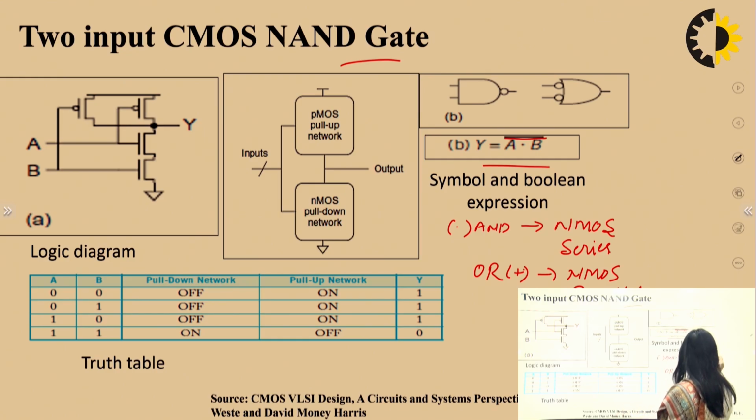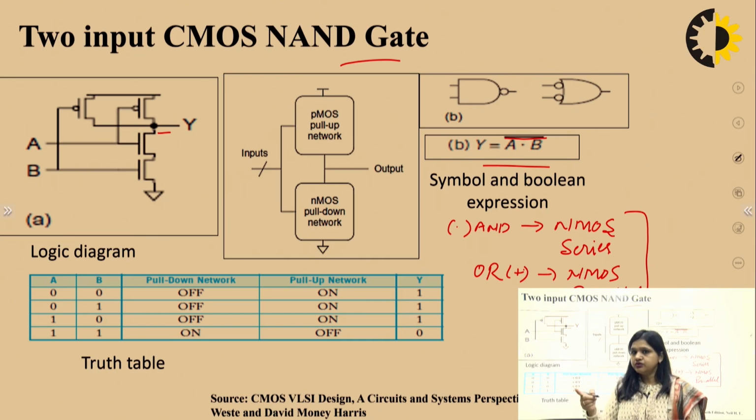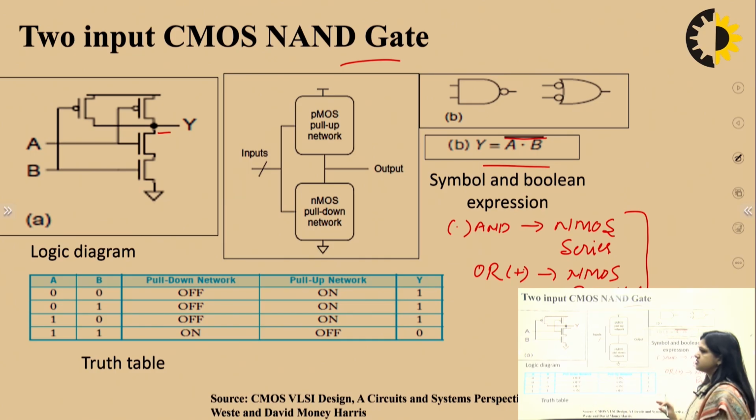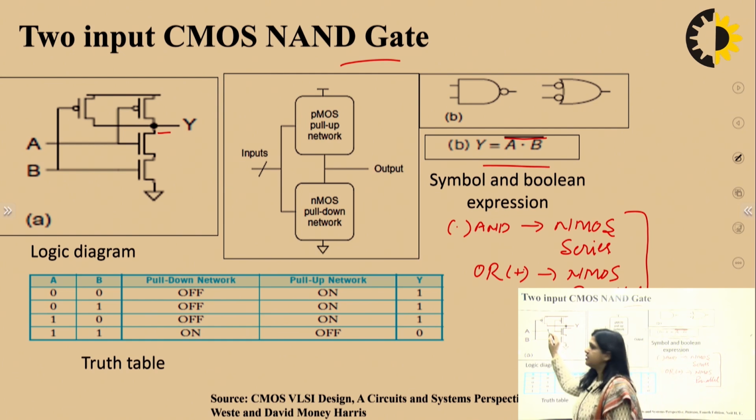So by using this concept, we can easily implement any Boolean expression. For example, for this gate, just see there is A dot B. Dot means we have to connect NMOS in series. So we have connected 2 NMOS transistors having inputs A and B in series. And I told you that PMOS is complement to the NMOS. So if there is a series connection, then PMOS must be connected in parallel. So it is very simple.